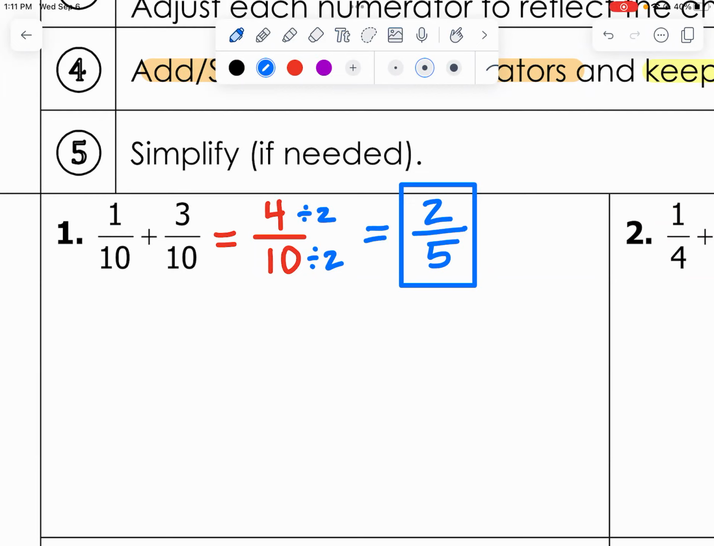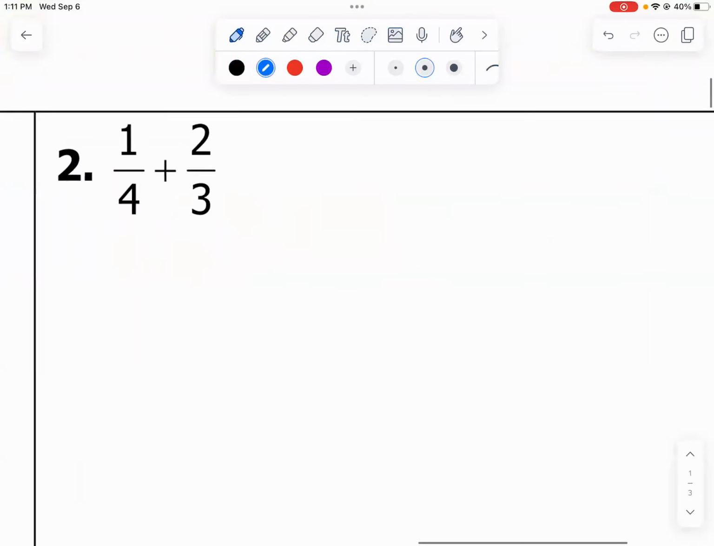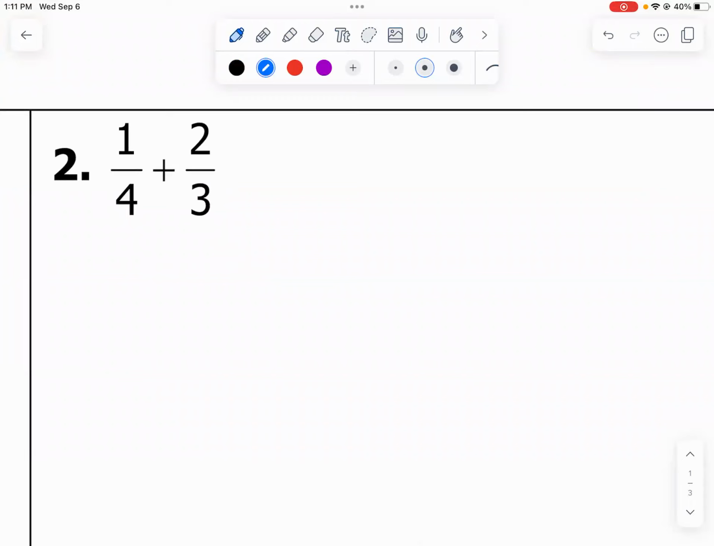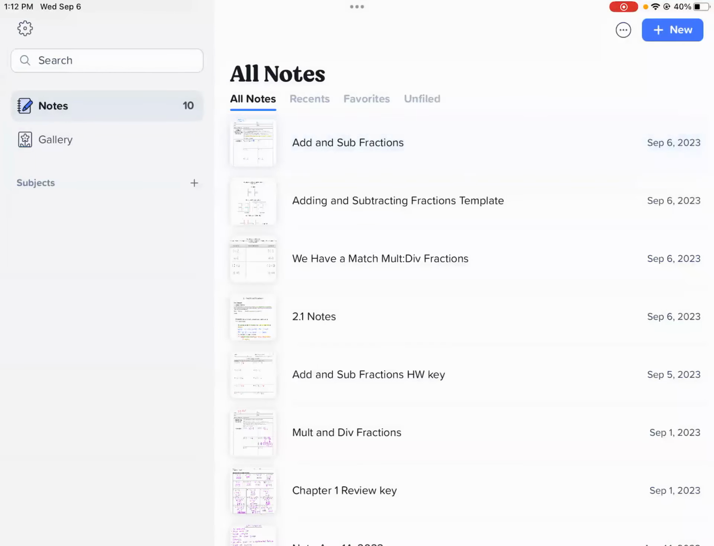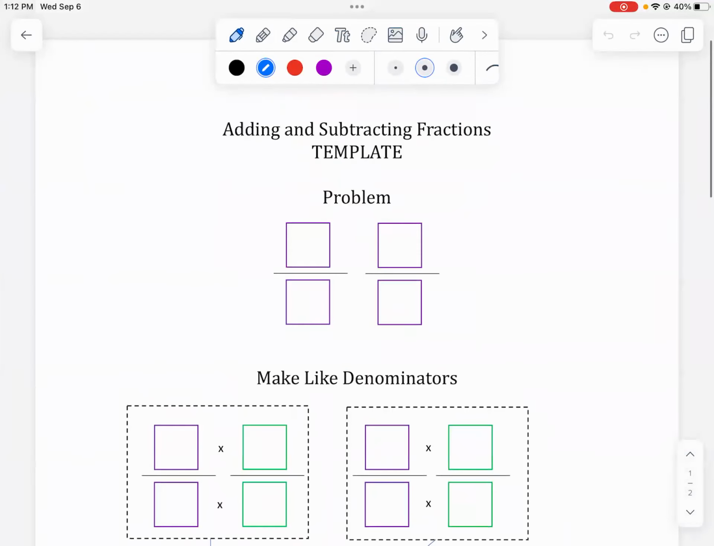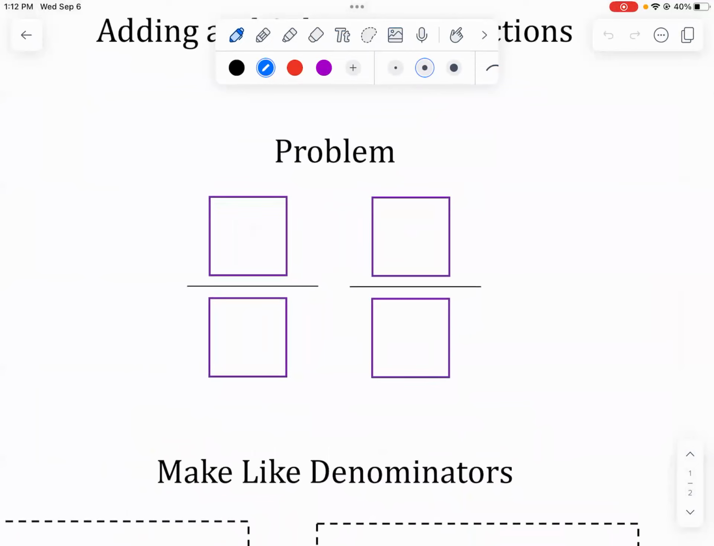Now, when we don't have common denominators, like this one right here, we need to make common denominators. So in the middle of your table, you have some laminated sheets that look like this. Okay. I want you to go ahead and grab one, and we're going to use an Expo marker, and I'm just going to help remind you how we do problems like this. Okay.